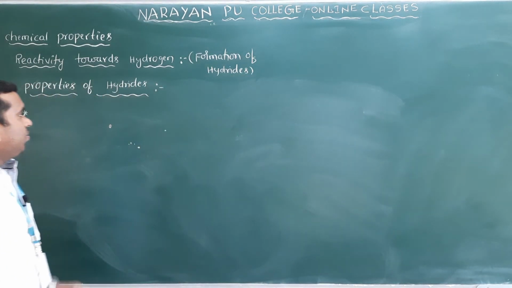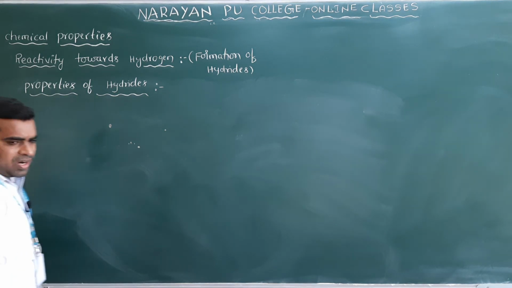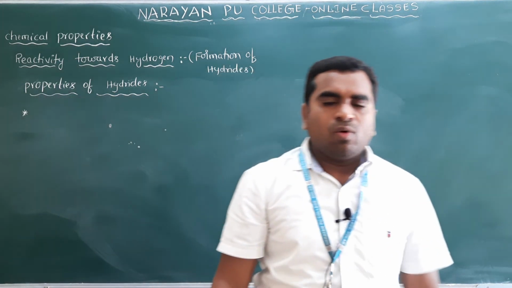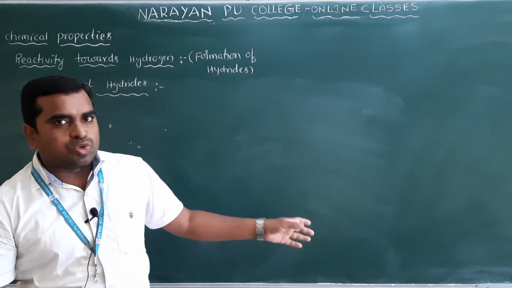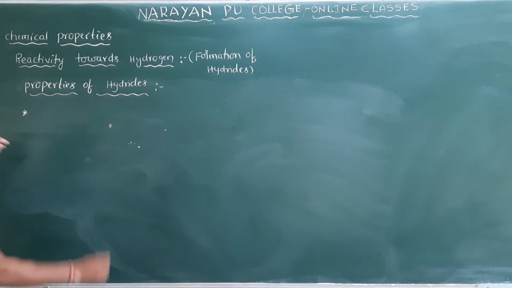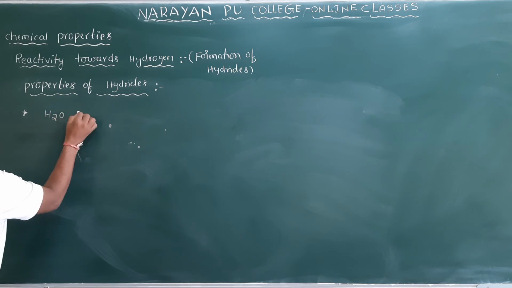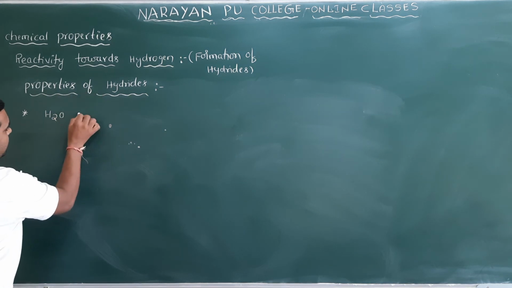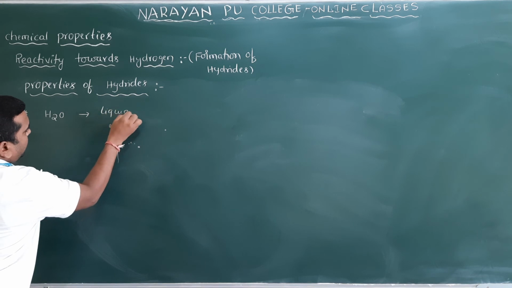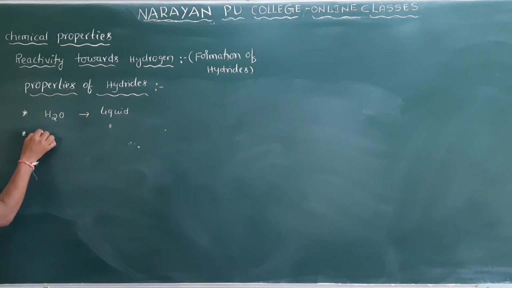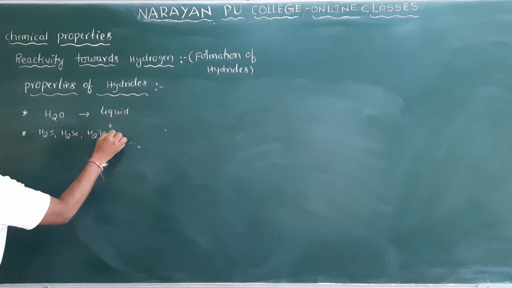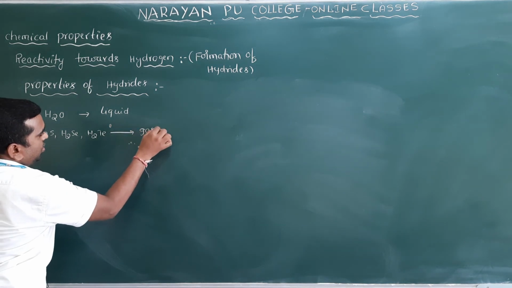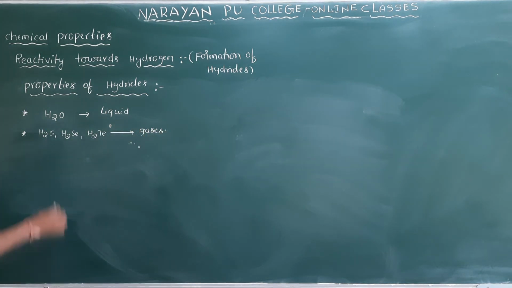Now, properties of hydrides. Clear? You know that water is in which form? Liquid form mainly. Water is available in liquid form, and the remaining hydrides like H2S, H2Se and H2Te are all in the form of gases. H2O is liquid. The remaining hydrides, H2S, H2Se and H2Te, are all gases. Clear? This is the first property.